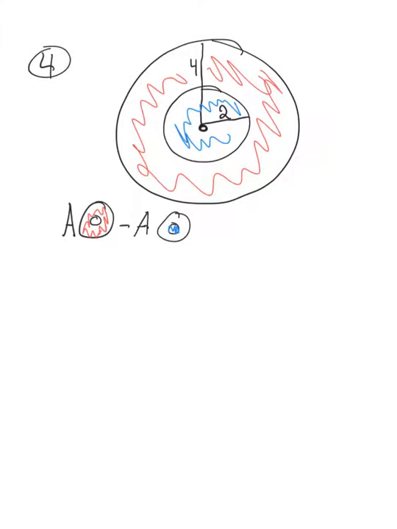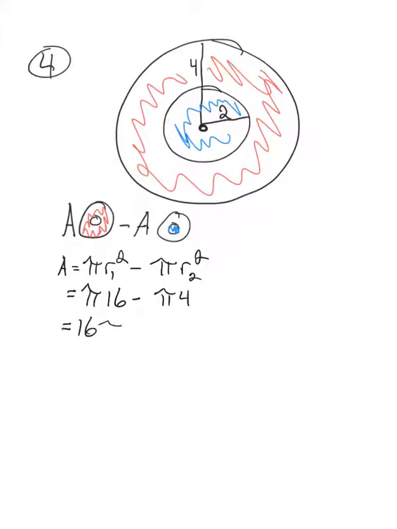Let's start with the area of the red part. We're given that the radius is 4, so if area equals pi times radius squared, then the area would equal pi times 4 squared minus pi times 2 squared. So that equals pi times 16 minus pi times 4, which equals 16 pi minus 4 pi, which equals 12 pi. And that's how you would figure out the area of the donut.